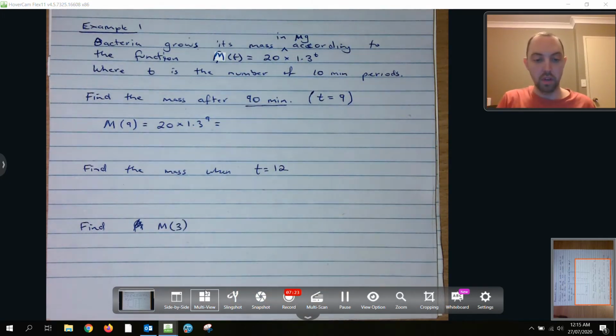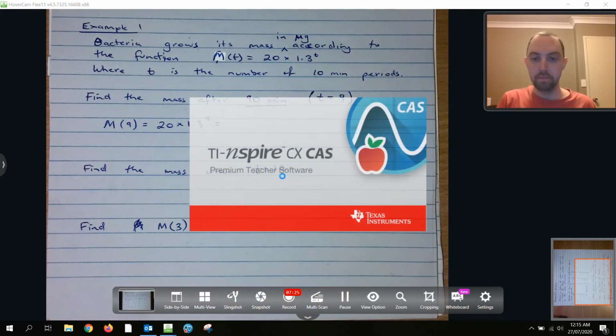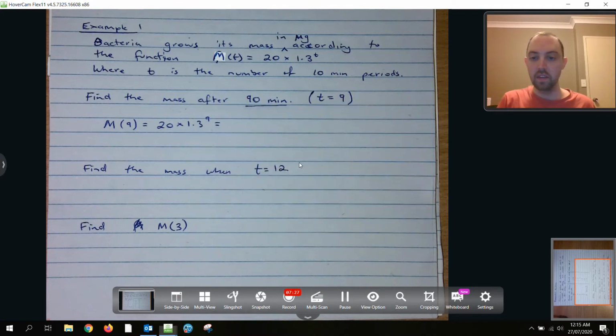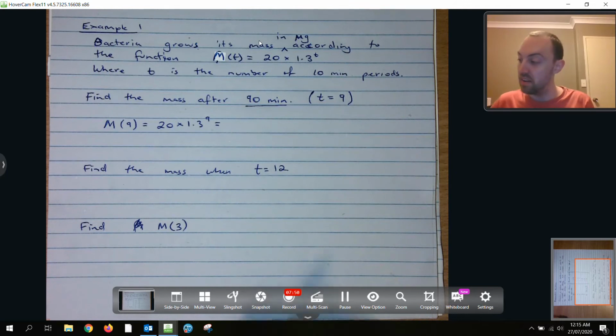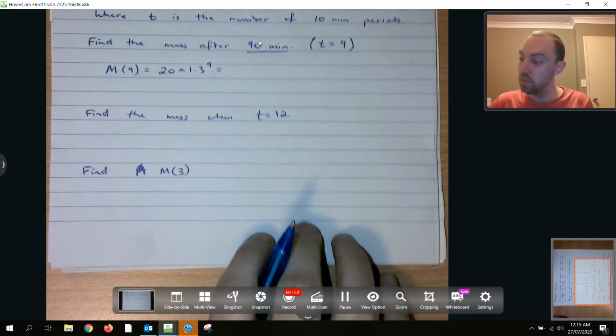Let's just bring up the calculator, which I probably should have done earlier, but right now it's just going to take a second to load. More than a second, we'll get there. So while that's loading, let's quickly look at how to solve the other two problems.